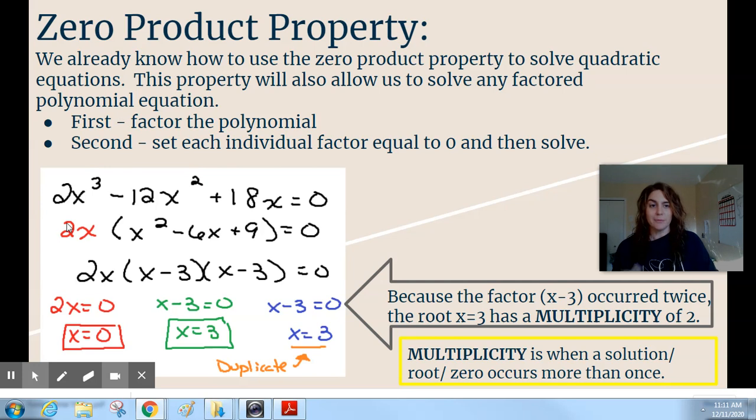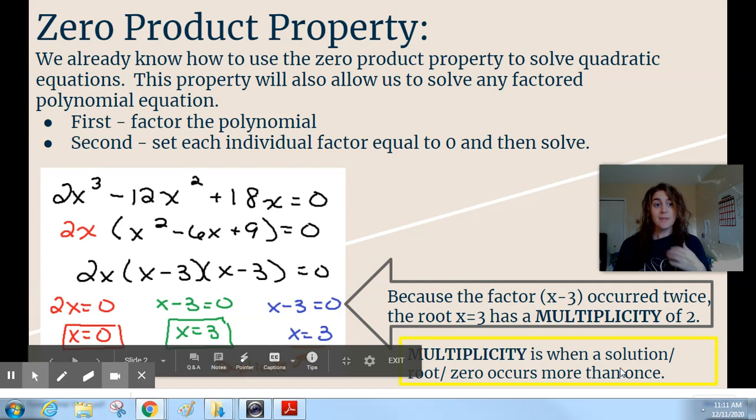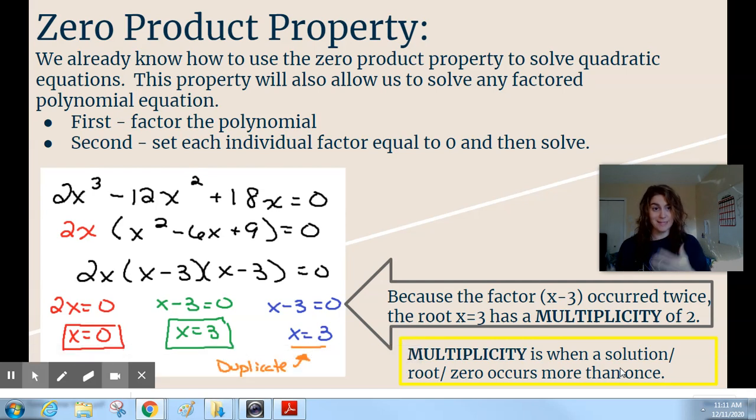So in this example here, we have a cubic polynomial. I was able to factor out a GCF of 2x. Then it was an easy enough trinomial for me to factor. Factors of 9 that add to -6 are -3 and -3. And then I was able to set each term equal to 0. You have to include your GCF as part of that. So 2x equals 0, x minus 3 equals 0, and then another x minus 3 equals 0. And we get our 3 solutions, 0, 3, and 3.